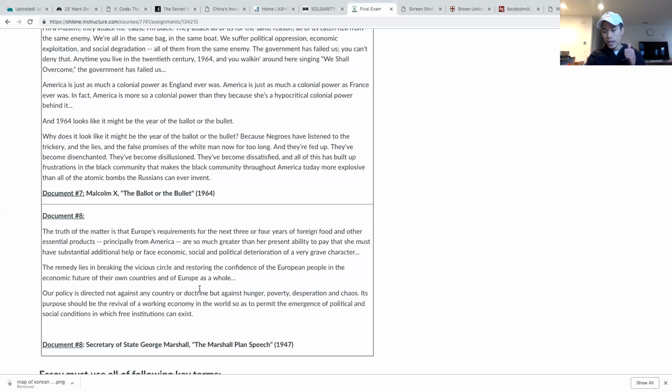Because again, you can't just mention these events. You have to give me the context, the causes to these events, right? What happened at these events, okay? The description, right? You've got to give me your analysis, whether or not these events represent a success or a failure of the Cold War.